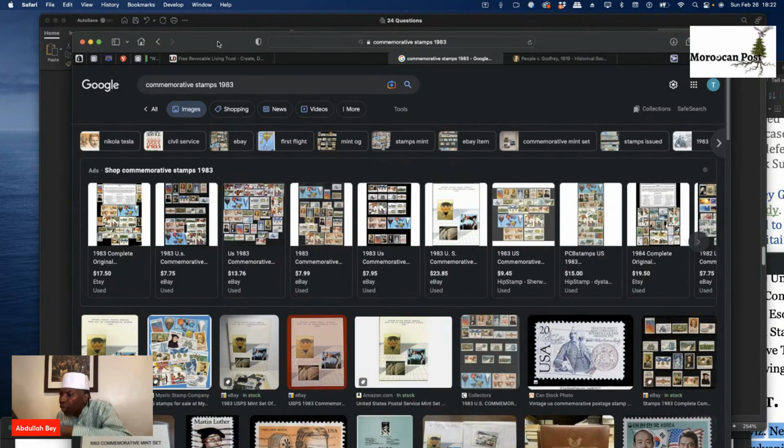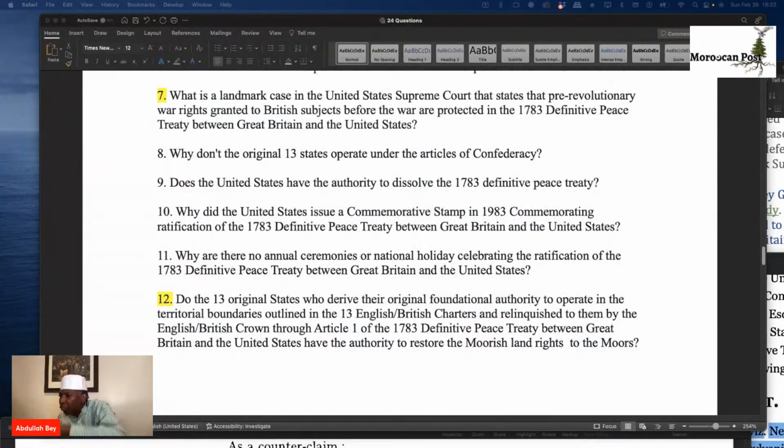This treaty is more important to the United States than the Treaty of Peace and Friendship between the United States and Morocco. The definitive peace treaty allows the parent body, the 13 original states, to assume rights under the charters. The treaty between the United States and Morocco doesn't. Which one's more important? The definitive peace treaty. That allows them to operate assuming rights under the charters. The charters are not dissolved, the royal charters, the proprietary. You can't assume rights under a charter that's been dissolved.